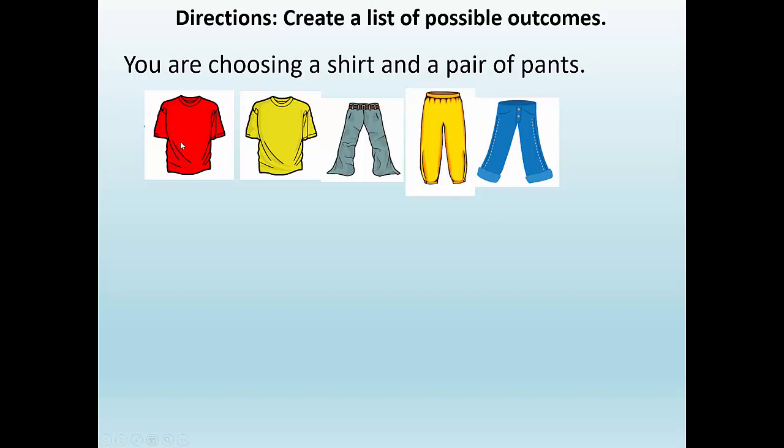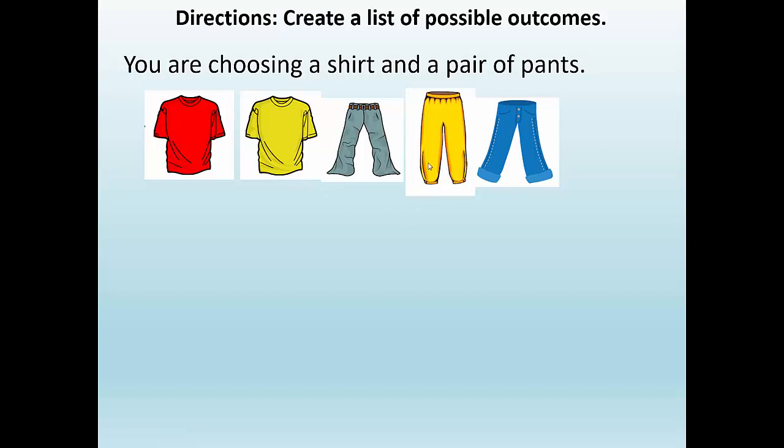So I know I'm going to have a red shirt with blue jean pants. I'm also going to have a red shirt with yellow pants. I'm also going to have a red shirt with, what are these? Another set of blue jean pants. Well, those were all of my possible outcomes for me wearing a red shirt. But I also have a yellow shirt, so I can list my possible outcomes for wearing a yellow shirt. I can wear a yellow shirt with these blue jean bell bottoms. I can wear a yellow shirt with yellow pants.